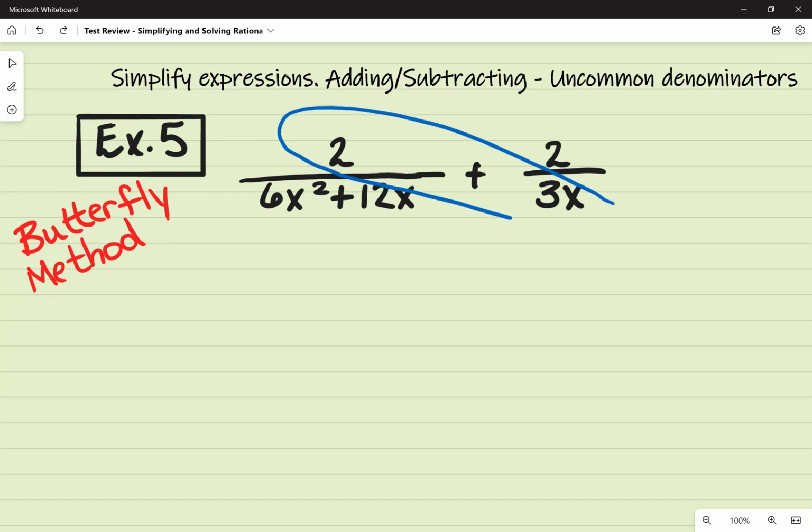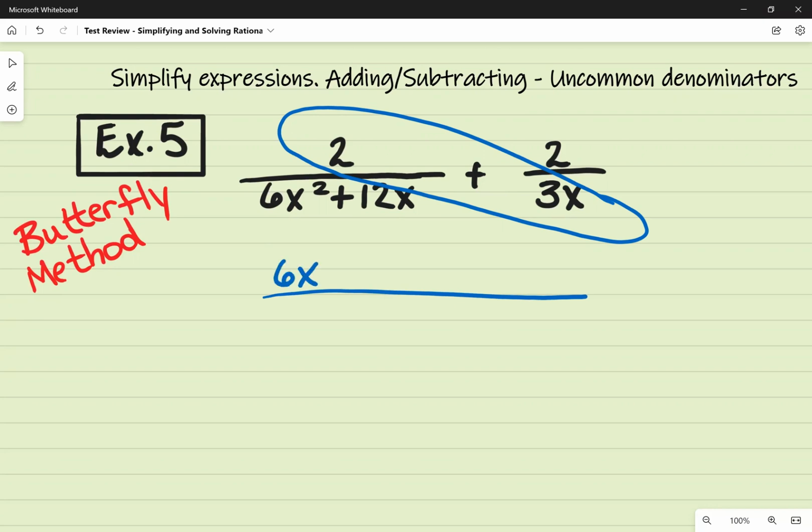My wing for my butterfly will start from the top going down to the bottom. And what I'm going to do is multiply that. So everything that I'm doing for my wing is going in my numerator. 2 times 3x is 6x.